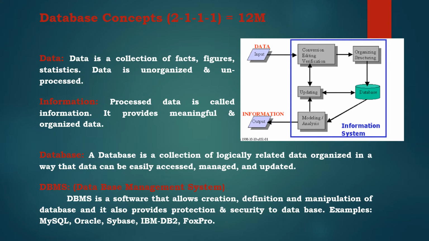1 mark 2 questions, 2 marks 1 question, 3 marks 1 question, and 5 marks 1 question. Here, each one is possible for 1 mark: data, information, database, DBMS. And differences between data and information is possible for 2 marks. And for a 3 mark question, define data, information, database, these are all possible.